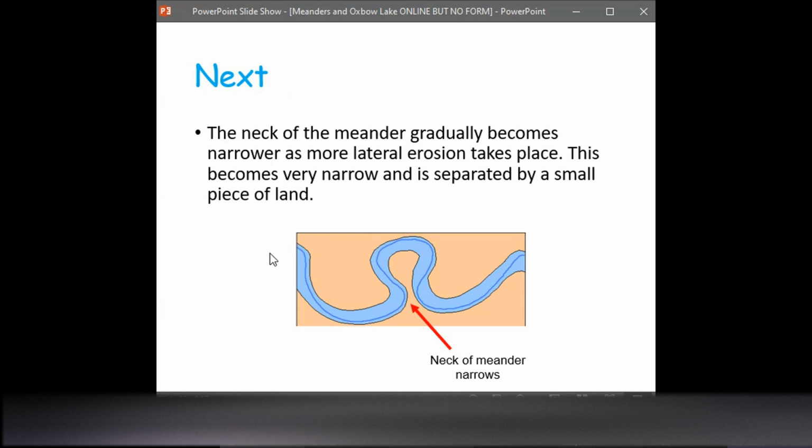So the next step is the neck of the meander, which is this bit of land in between the two parts of the river. So the neck of the meander gradually gets narrower and narrower, so it gets smaller as more lateral erosion takes place. So this becomes very, very narrow and is only separated by a small piece of land. So we call that the neck of the meander. So over time, this neck is getting narrower and narrower.